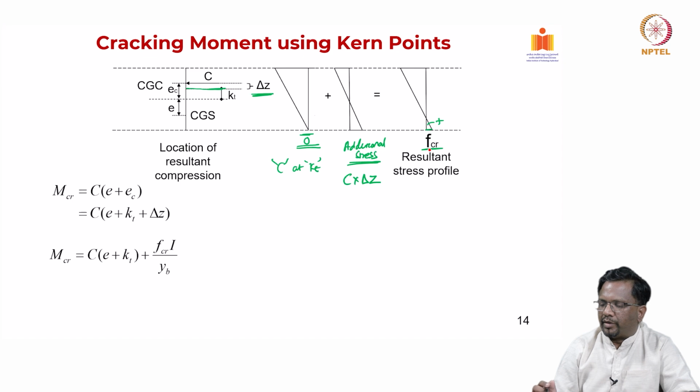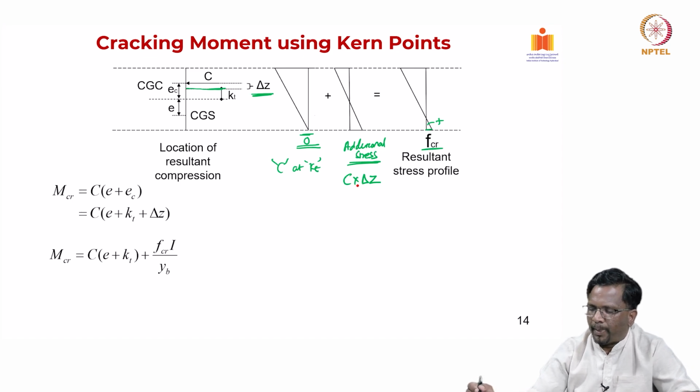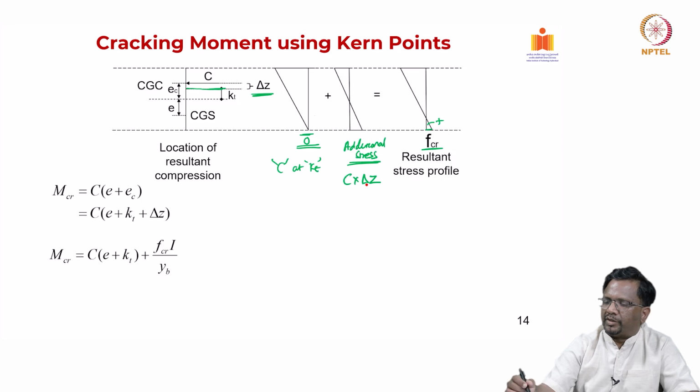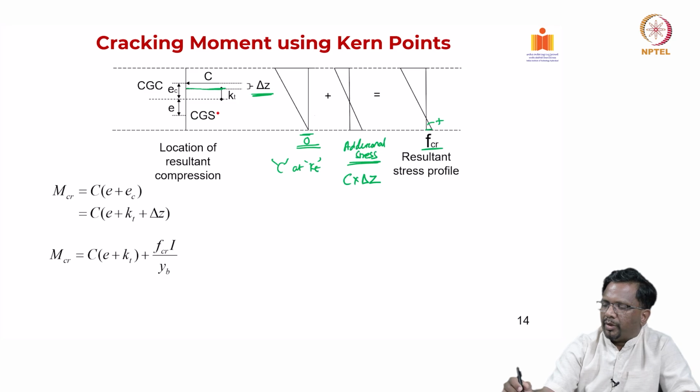How to get your M cracking that it is creating this stress is basically you will find that now C is acting at a distance. You can see that initially C will be at this location. Now C has moved up. How much has it moved up? This much distance. What is this distance? It is going to be E plus EC, right.